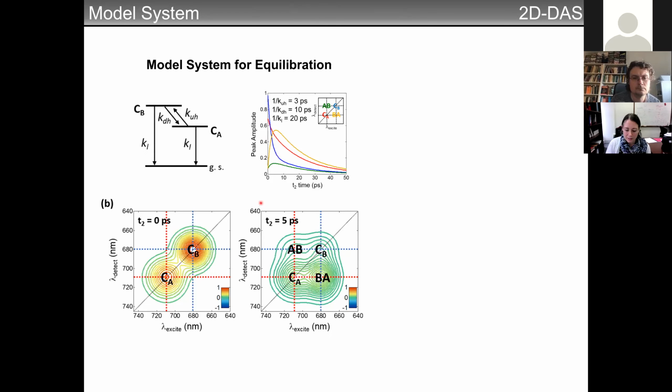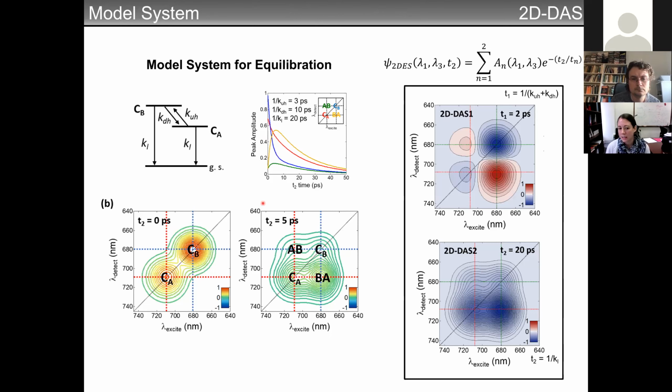Okay, so then what we do is apply a global analysis to the spectra here, and we can extract two components. And here are the two components. And to interpret these, the negative peaks mean decay and the positive peaks mean a growth. And so for our model system, we see that on the 20 picosecond time scale, all of the peaks in the 2D spectra decay. And that makes sense, right? That's our lifetime, that's what we put in, so we should get that out.